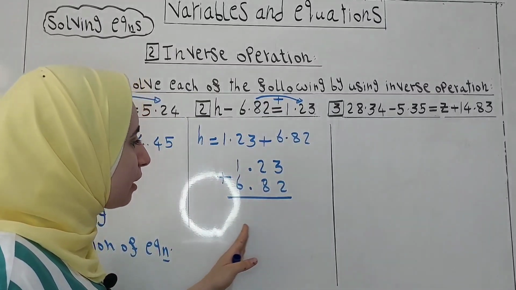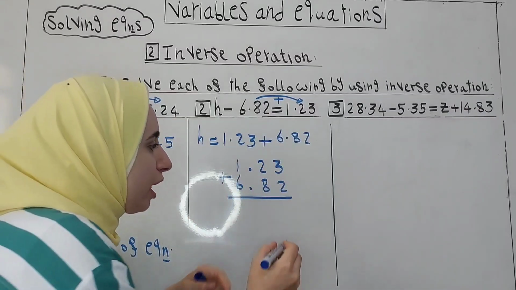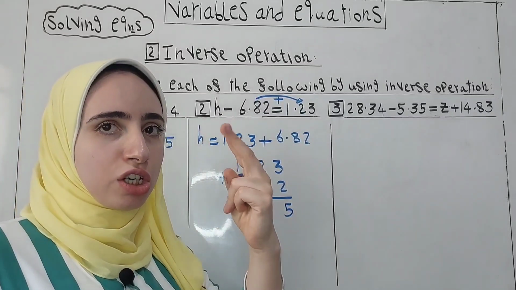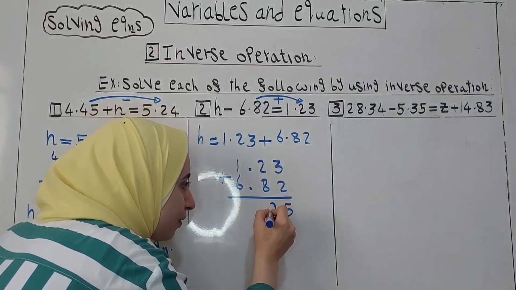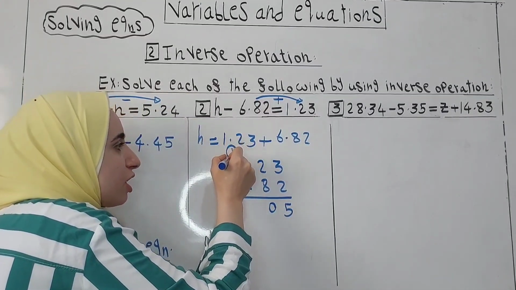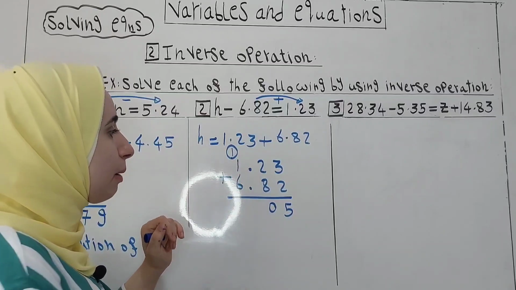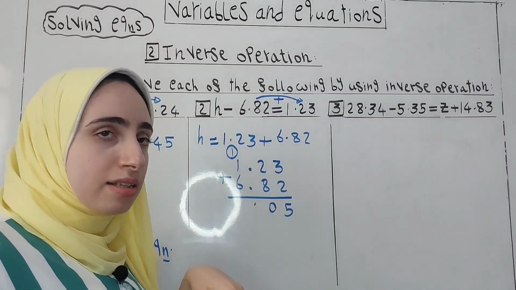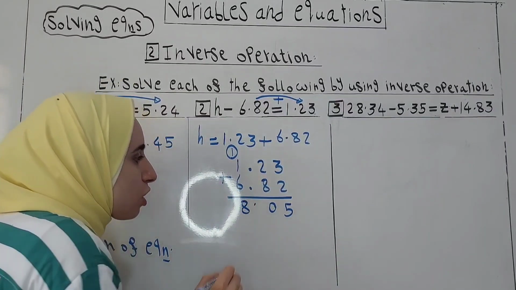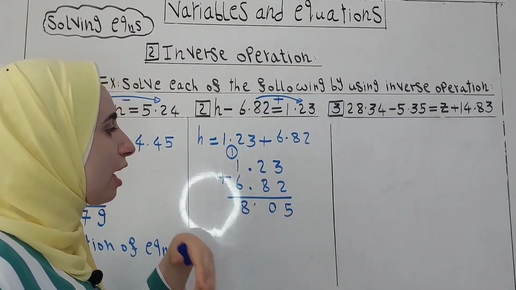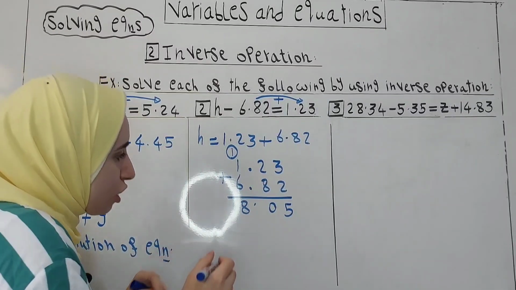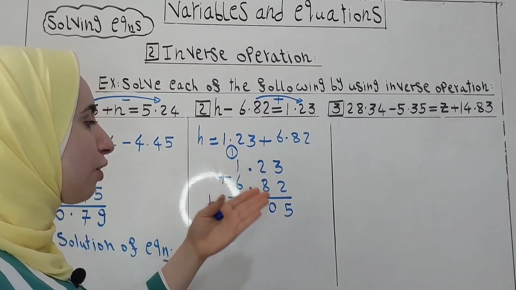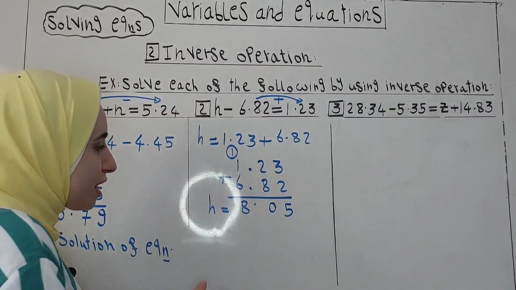We start from the right and go to the left. Now 3 plus 2 equals 5, and 2 plus 8 equals 10. Can you write two digits in one place? No. So we write 0 and carry 1 to the digit in the next higher place. We reach the decimal point. Bring it down. Now 1 plus 1 equals 2, and 2 plus 6 equals 8. So 8.05 is the value for the variable H. And H equals 8.05 is the solution for this equation.